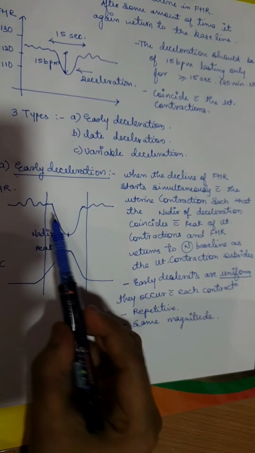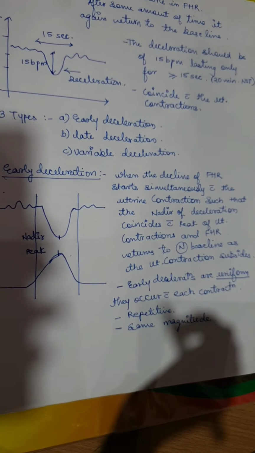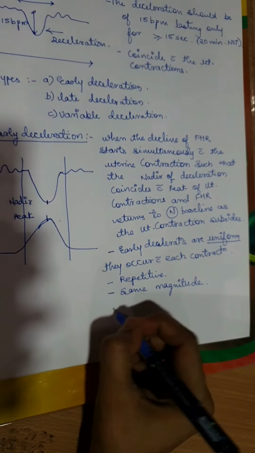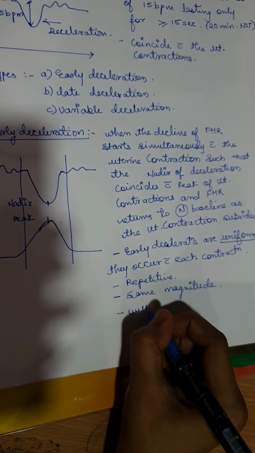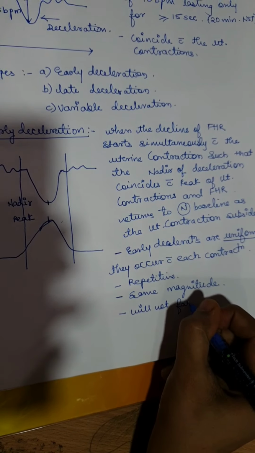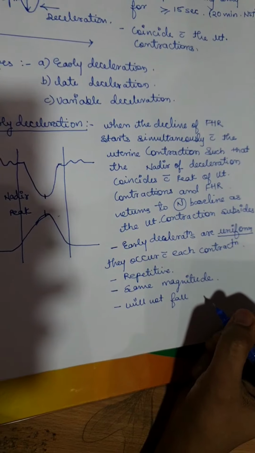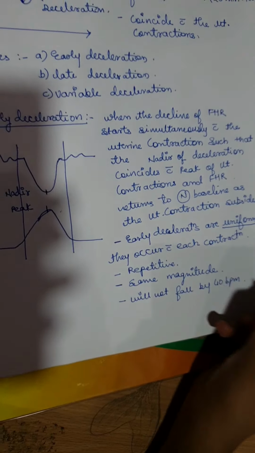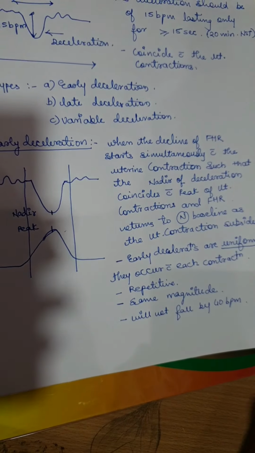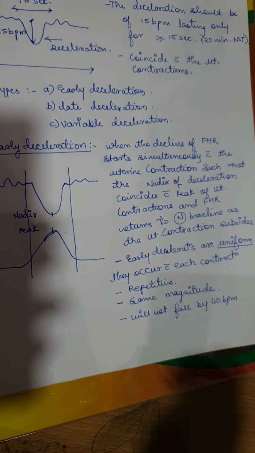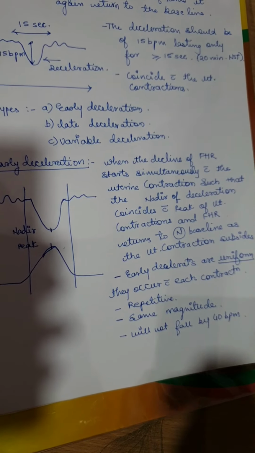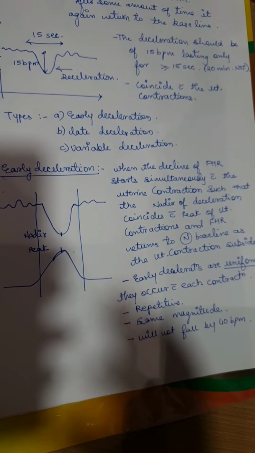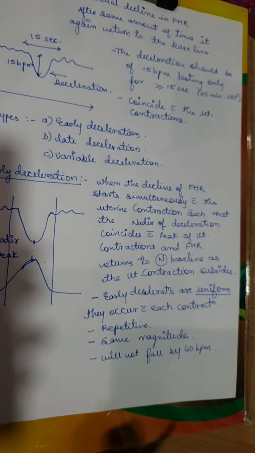Now, how much will this deceleration fall? Up to what value will the fetal heart rate fall? It will not drop 40 beats per minute. Now see, if the baseline is 120, or from 120 to 130, then it will never fall below 80. It will always remain at 100, 110. It will not fall below 80 beats per minute.